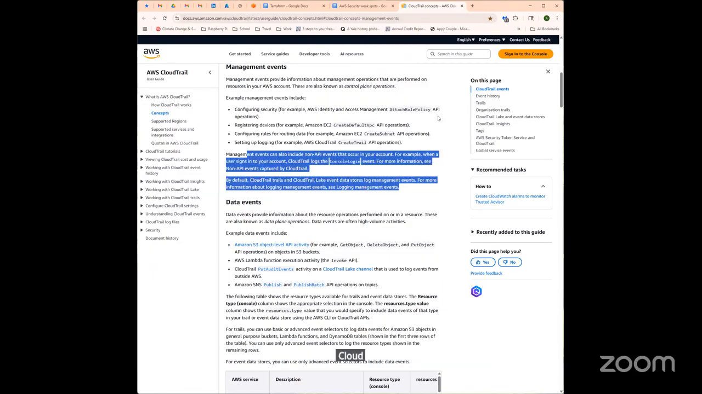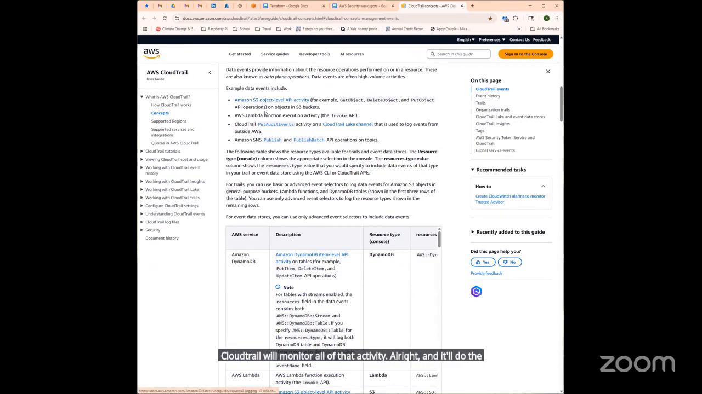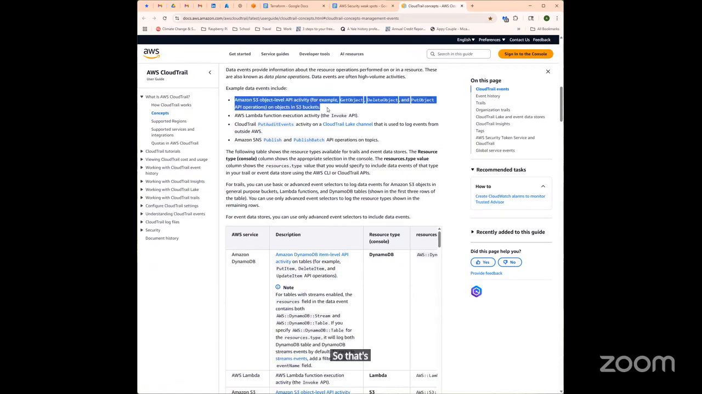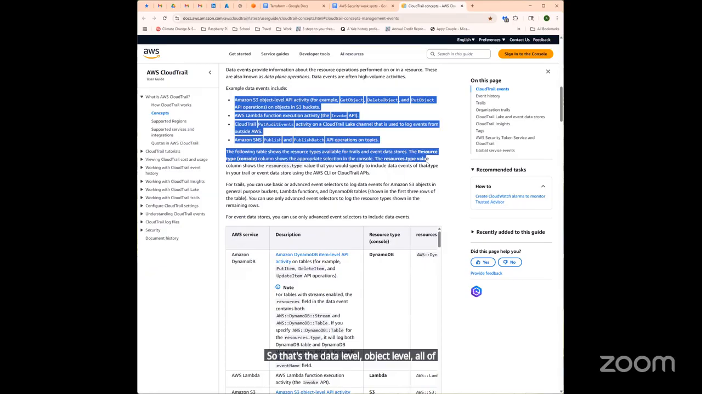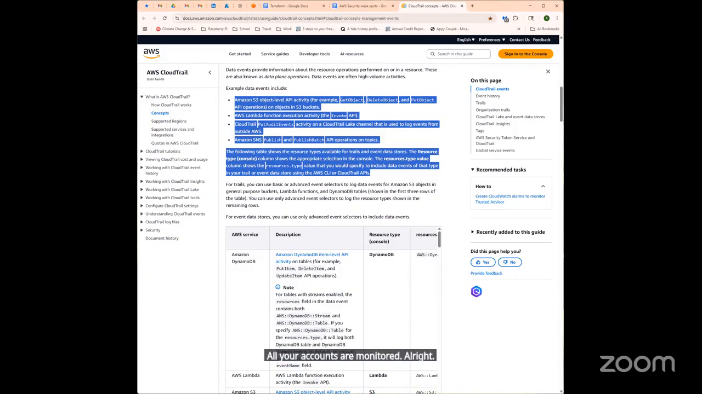CloudTrail will monitor all of that activity, right? And it'll do the data events as well, right? So that's the data level, object level, all of this information can get logged, tracked, and you can use this to make sure that all your accounts are monitored. All right, and then let's go into Config.